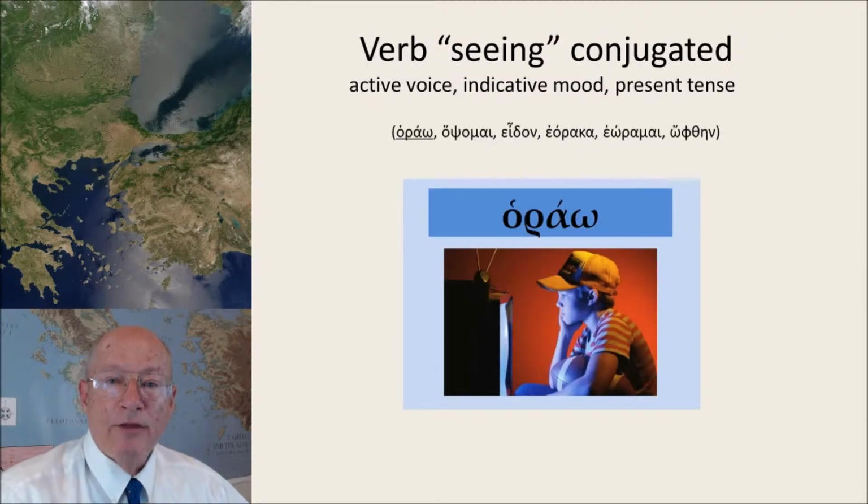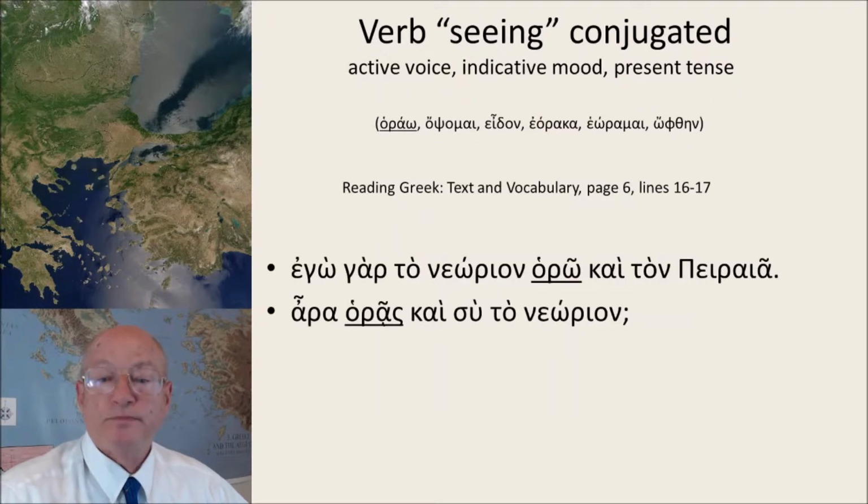So what we're looking at, though, is a special form of the active voice indicative mood present tense, which is called alpha contract. And this alpha contract occurs when the stem of the verb has an alpha ending. And here is the first one of these I want to look at. This is horao, which means seeing. I am seeing. And you can see the principal parts up there. The first principal part is horao, with an alpha omega ending. This is the form that you look up in the dictionary.